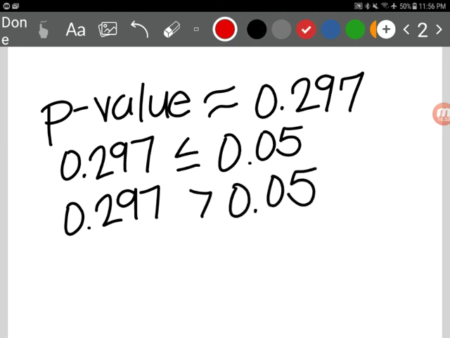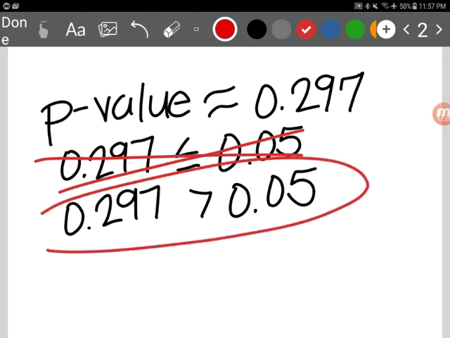So I need to know which statement is true and which statement is false here. If I look at this, I'm thinking about 30 cents and 5 cents. So think about dollar values. I have 30 cents is less than 5 cents. Is that true or false? Is 30 cents less than 5 cents? That is false. 30 cents is not smaller than 5 cents. So our answer is 0.297 is greater than 0.05. What does this mean?